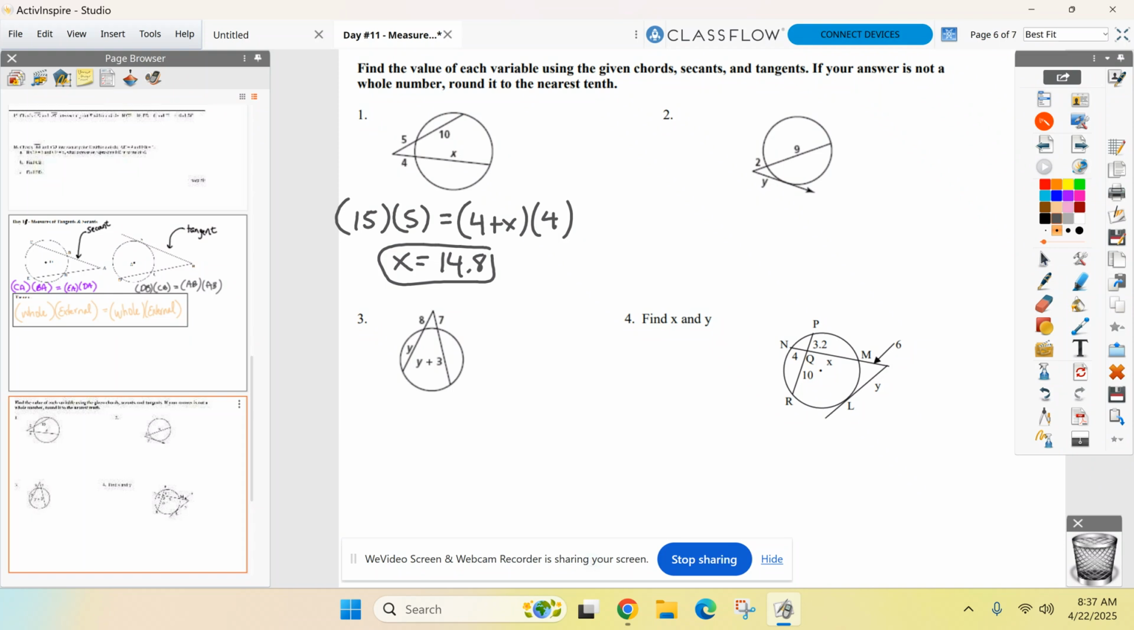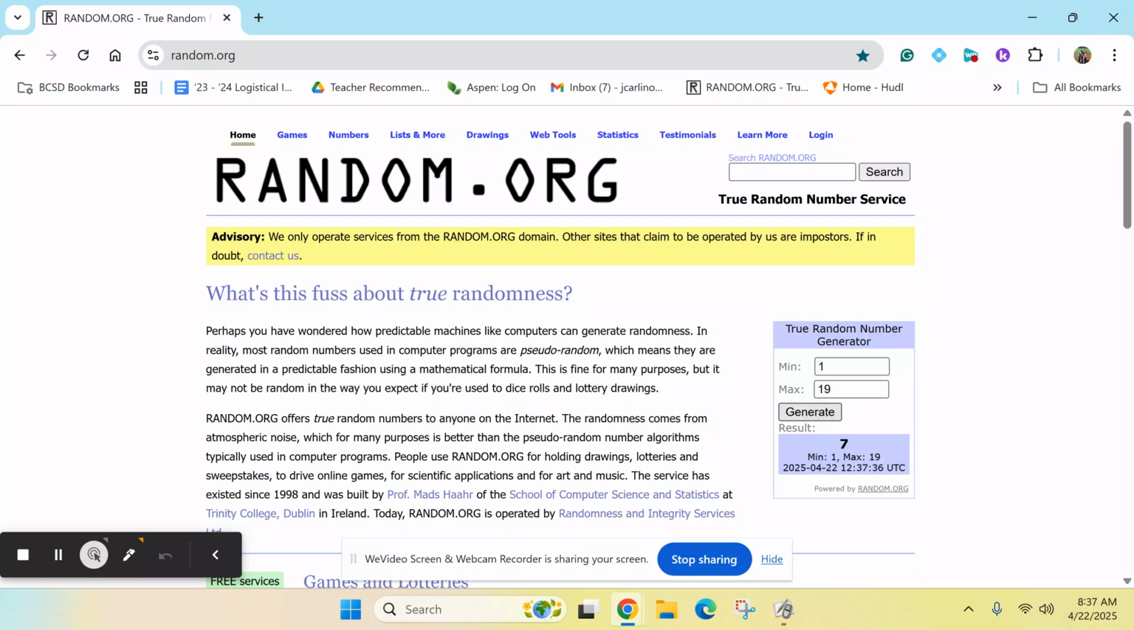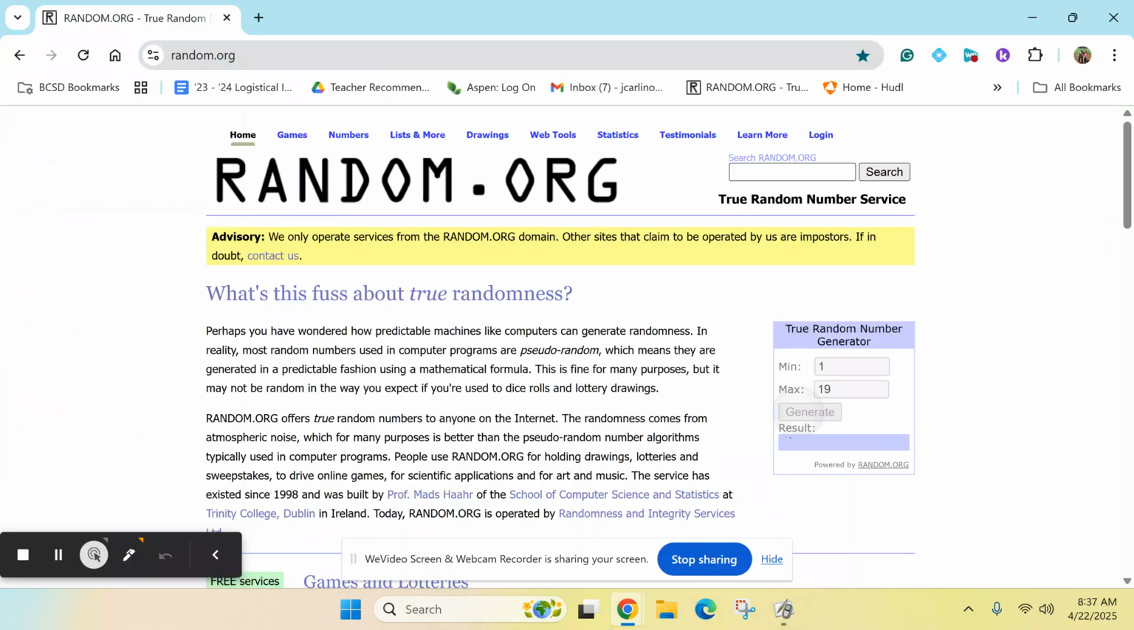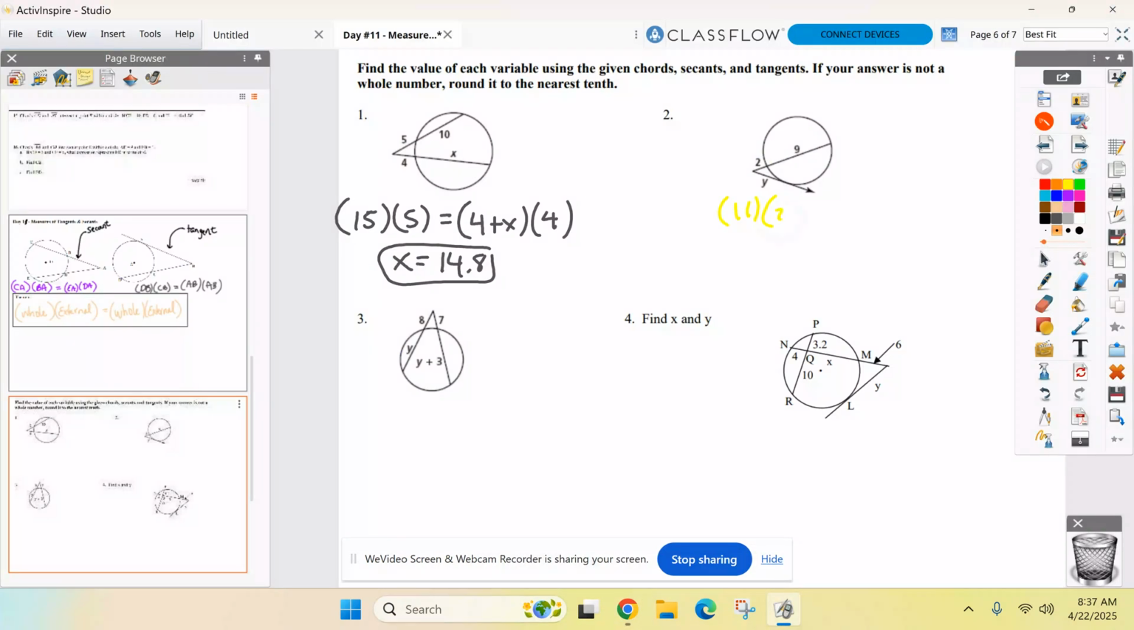All right, next one up. Give me the whole secant length here. Whole secant length. Whole secant. Taylor, whole secant length. Secant. 11. How about its external part here? Is the external part? 2.